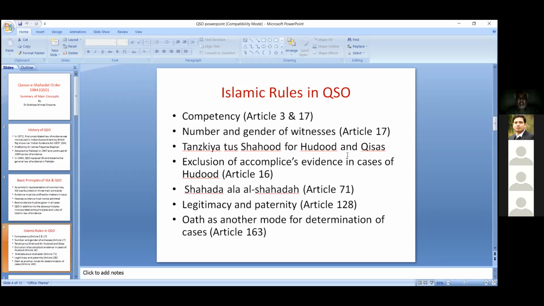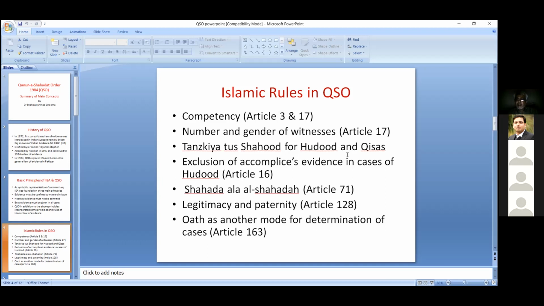Let's come to another provision in which an Islamic principle has been incorporated, that deals with the accomplice. An accomplice is considered to be a competent witness. But in exceptional cases, his evidence is not given any credence, and those cases pertain to hudud and qasas. And why is accomplice evidence considered worth considering in Tazir, and why is this evidence not considered relevant in Hudud and Qasas?